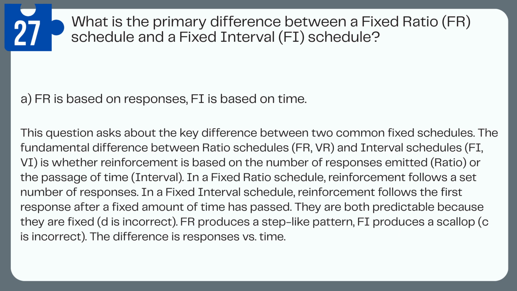They are both predictable because they are fixed. D is incorrect. FR produces a step-like pattern. FI produces a scallop. C is incorrect. The difference is responses vs. time.